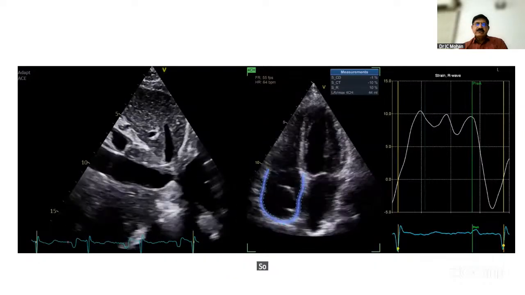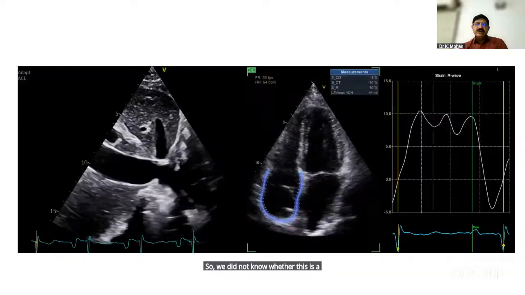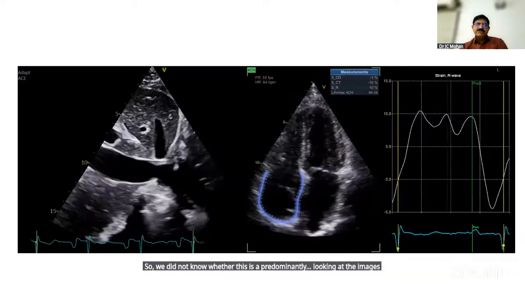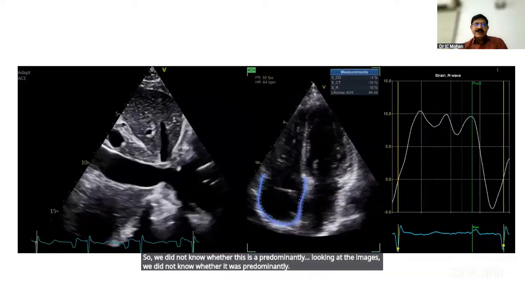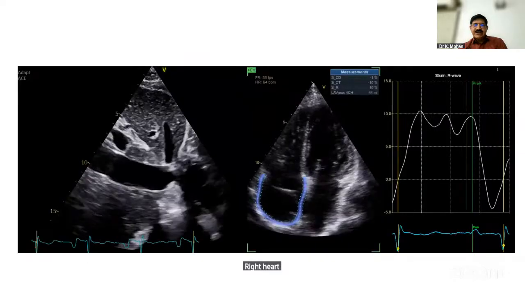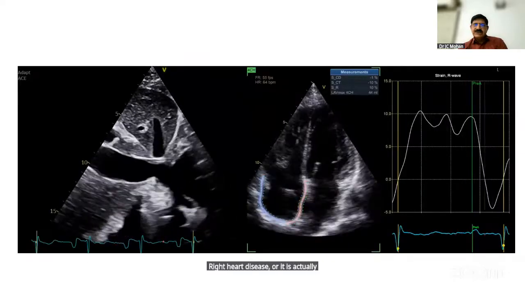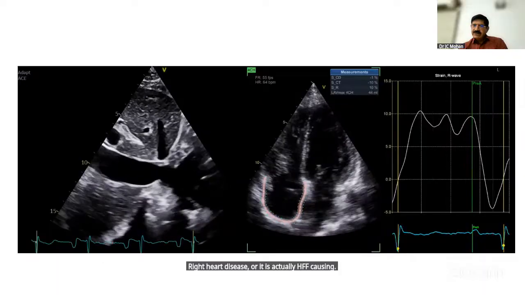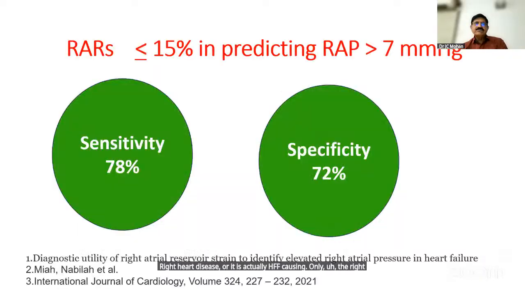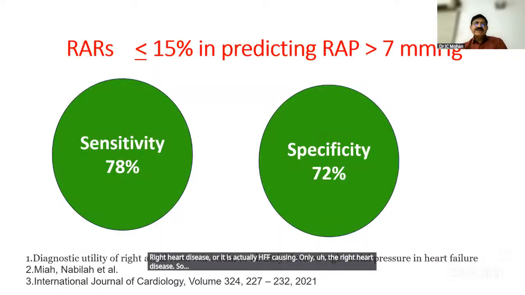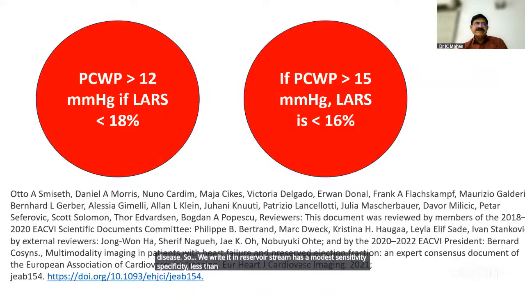So looking at the images, we did not know whether this was predominantly right heart disease or it is actually HFpEF causing the right heart disease. So the right atrial reservoir strain has a modest sensitivity and specificity, less than 15%. That is beside the point.